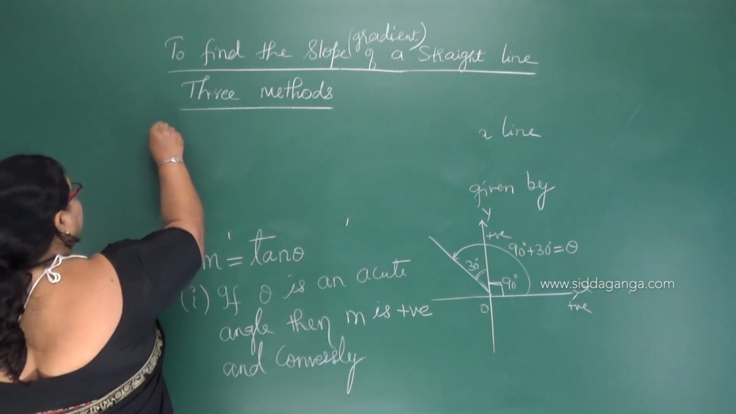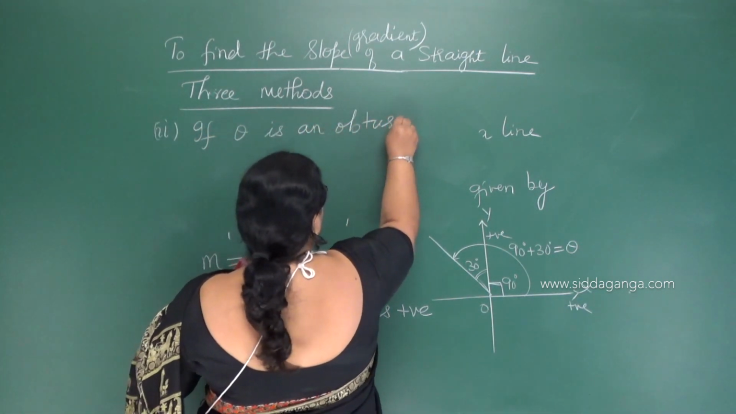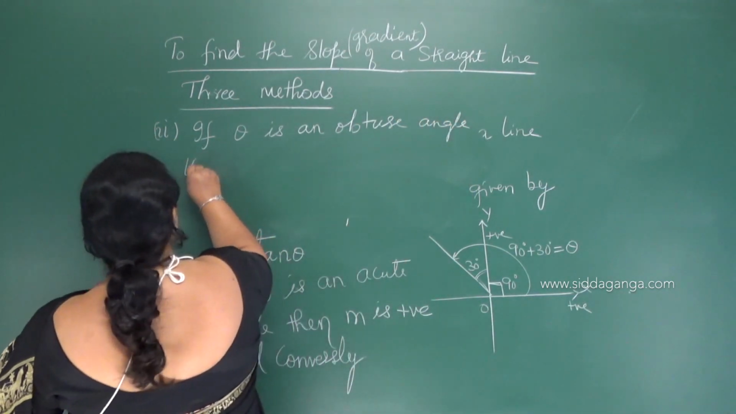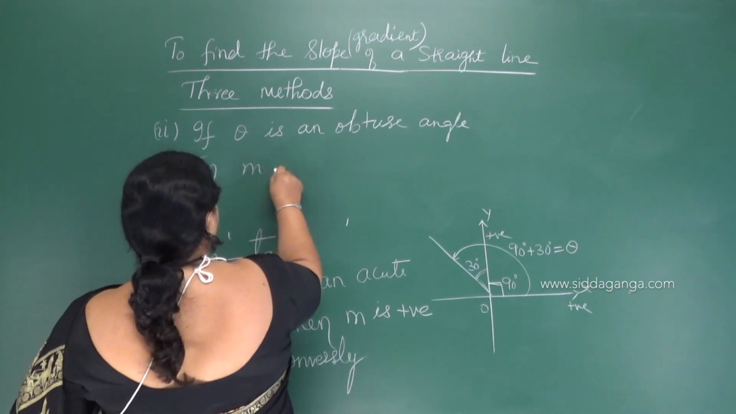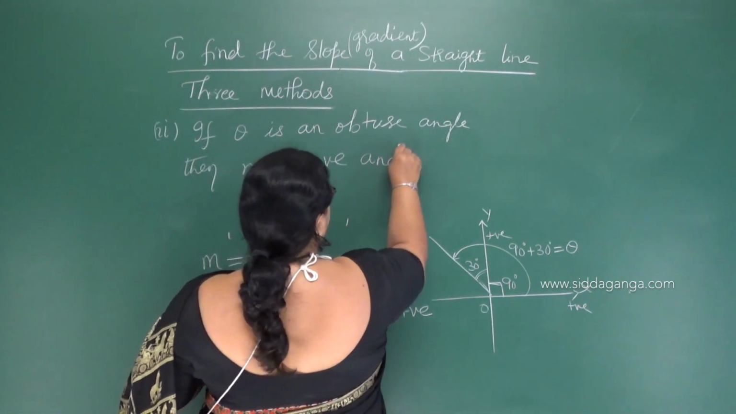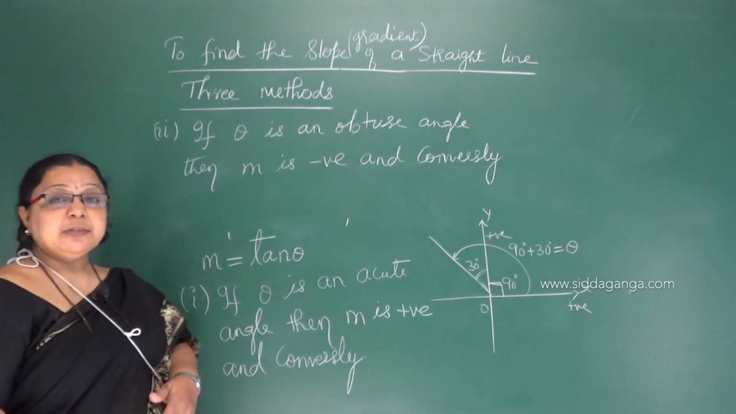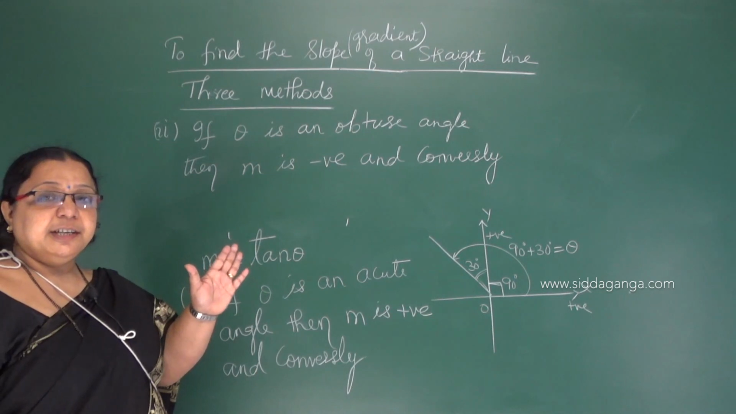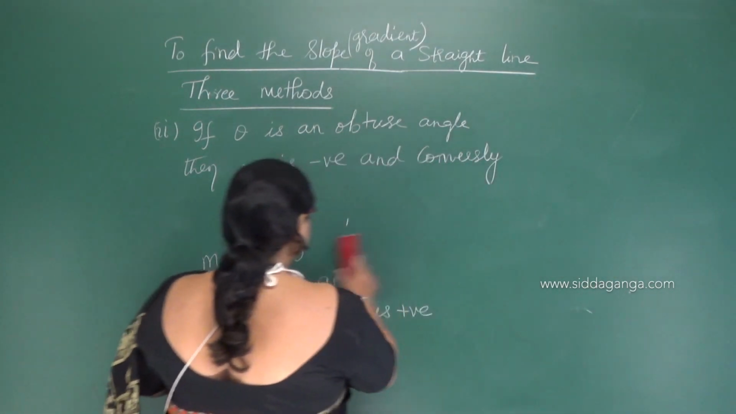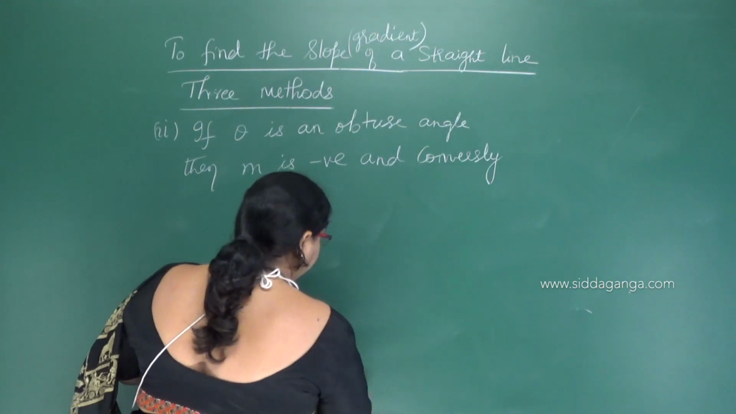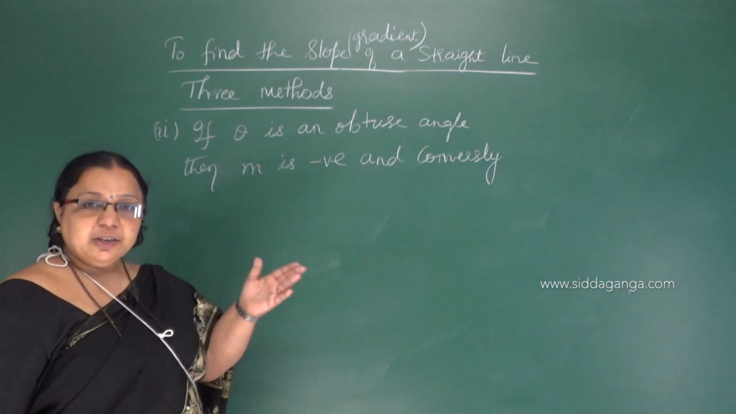So that is subdivision 2. If theta is an obtuse angle, then m is negative. And conversely. Look, an obtuse angle means the angle greater than 90 degrees and less than 180 degrees. So greater than 90 degrees and less than 180 degrees means automatically it will be in the second quadrant.